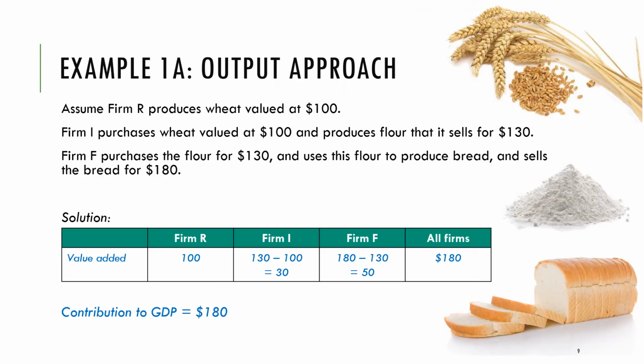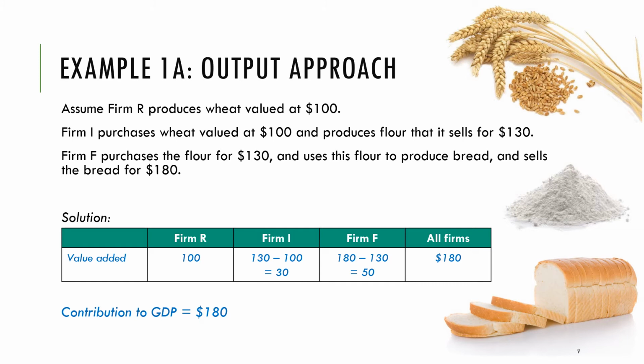This example illustrates the output approach for calculating GDP. Assuming that firm R produces wheat valued at $100. Firm I purchases wheat valued at $100 and produces flour that it sells for $130. Firm A purchases the flour for $130 and uses this flour to produce bread and sells the bread for $180.